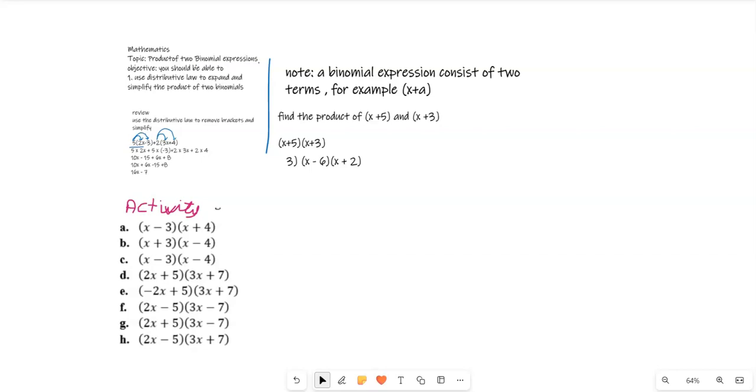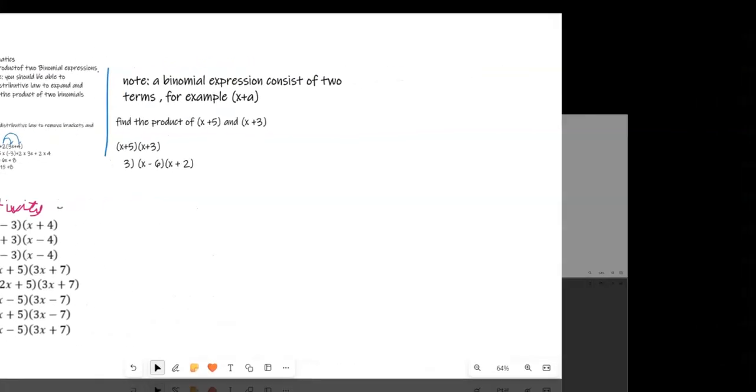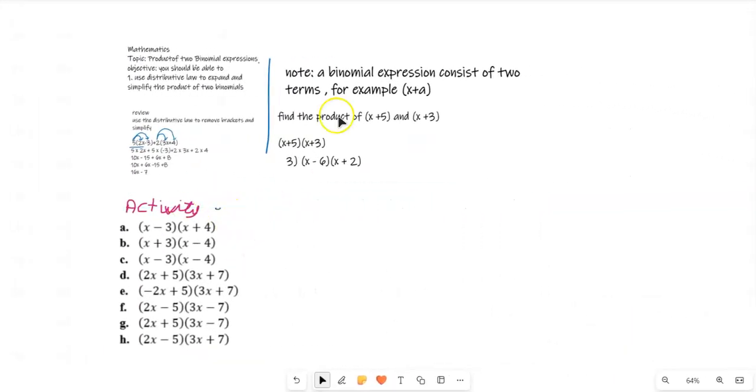In this video we're looking at binomial expansion. We're looking at the product of two binomial expressions. And we have a question here. Find the product of x plus 5 and x plus 3. Now there are two ways to look at this.